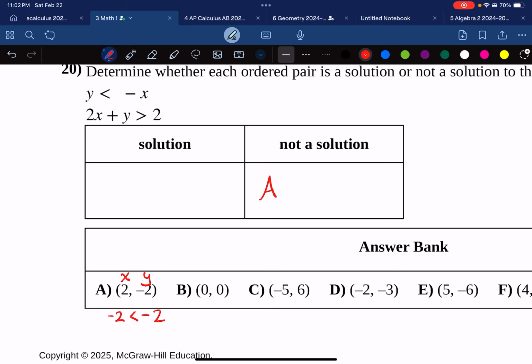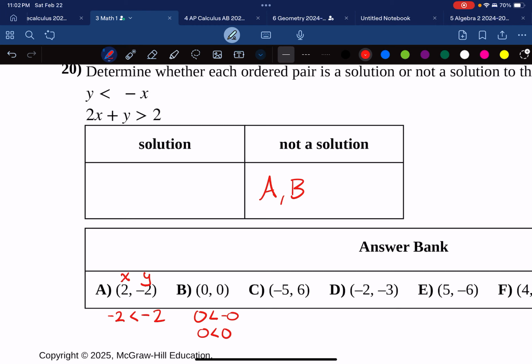All right, for part B, 0, 0 being plugged into here and here. It doesn't matter which one is x and which one is y. They're both 0. So is 0 less than -0, aka 0 less than 0? Again, no, because they forgot the equal to sign. 0 is equal to 0. They forgot it, so it cannot be an answer. It has to be here.